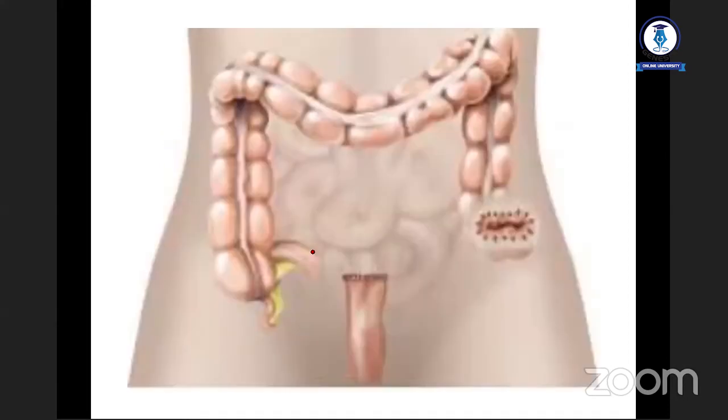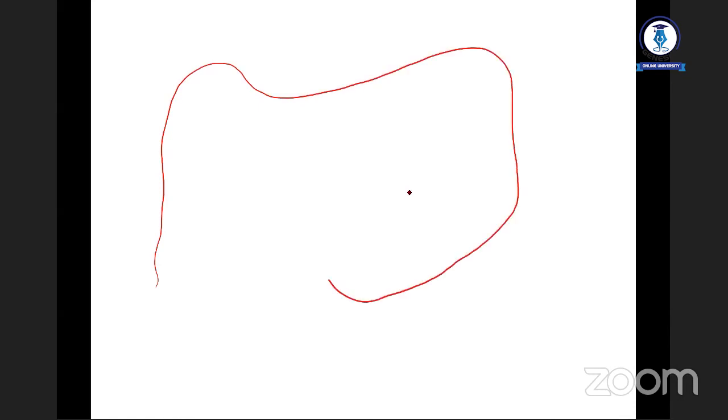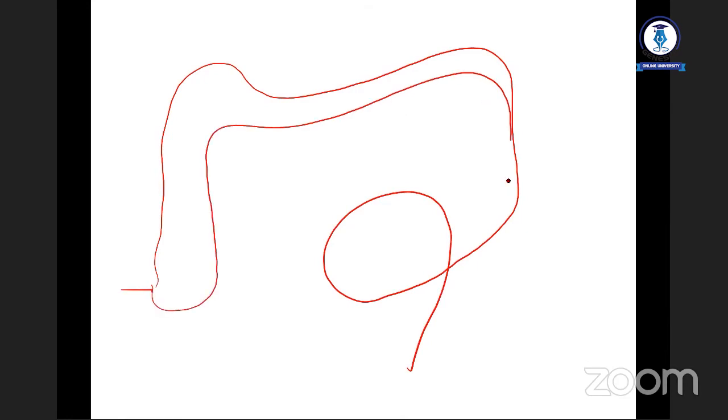So this is something which we have done. What have we done here? So for example, if this is the colon, this is the transverse colon, and let's say this is the sigmoid colon that has twisted itself, right? So what are we trying to do? We first check for the viability, and if we find out that this is gangrenous or irreversible damage has taken place, we resect it.